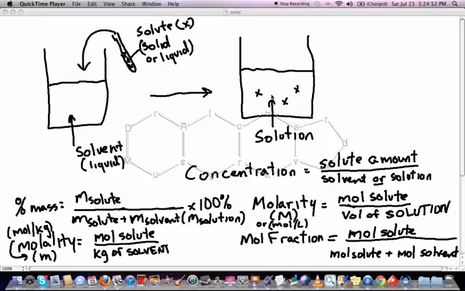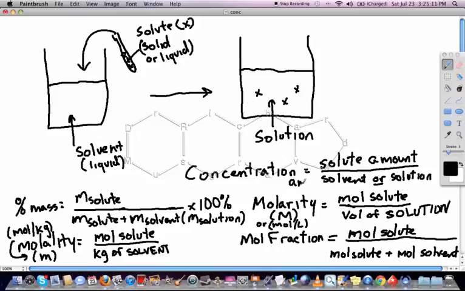And we need to be able to express the concentration of the solute in the actual solution, and that's what concentration is all about. Very basically, concentration is solute amount divided by the amount of solvent or the amount of solution. So I'll write that in there, that's amount of those. And the various amounts is what leads to the different kinds of formulas for concentration.